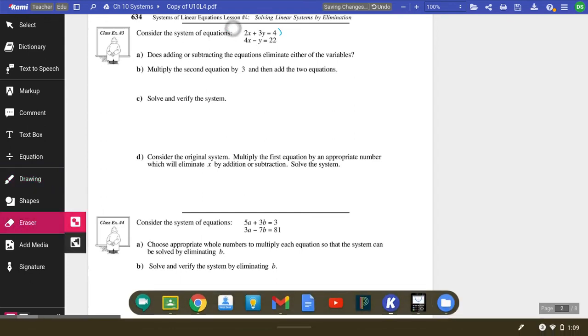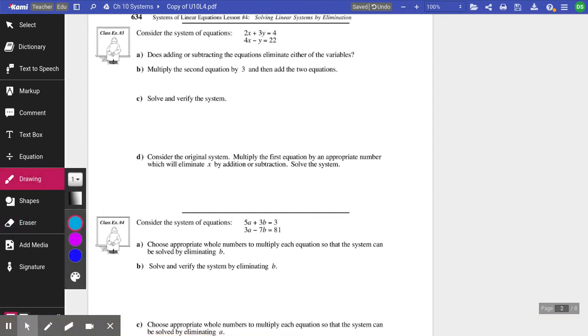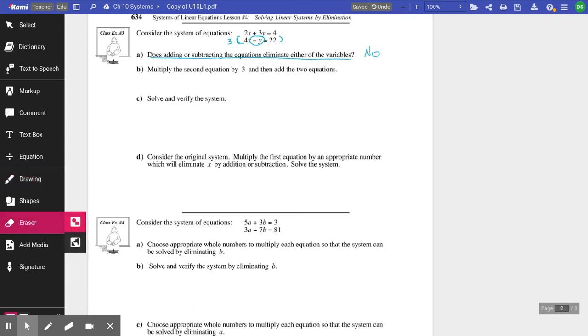Another option, there's no right or wrong here, is to get rid of the y's. If I wanted to get rid of the y's, this is a plus 3y on the top. I could multiply the bottom by a 3 everywhere, which would turn this middle term into a -3y, and then it would work, right? So first of all, let's answer the question, does adding or subtracting the equations eliminate either of the variables the way it is? And the answer is no. However, let's go ahead and multiply that second equation by 3 everywhere.